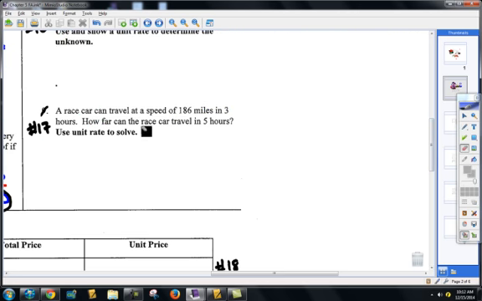All right. Next one. These are learning target number 7. Okay? A race car can travel at a speed of 186 miles in 3 hours. How far can it travel in 5 hours? Once again, this is a use unit rate to solve. If you did not use the unit rate to solve, then it is incorrect. The correct answer is 310. So if you didn't get that, you better be writing something down so that you have something to study off of.